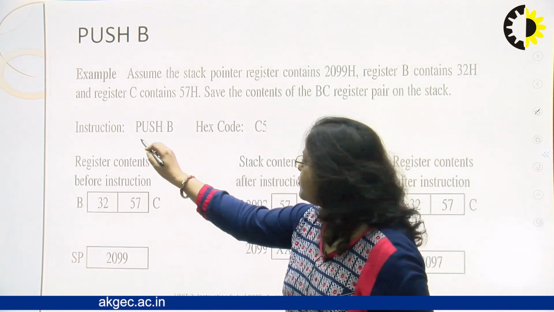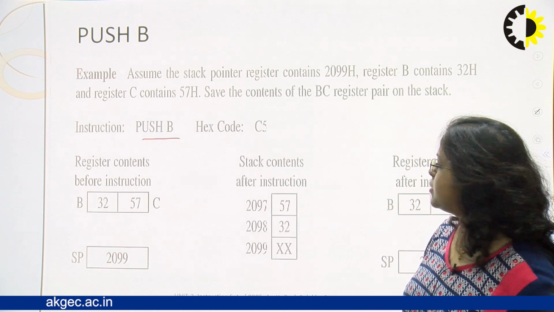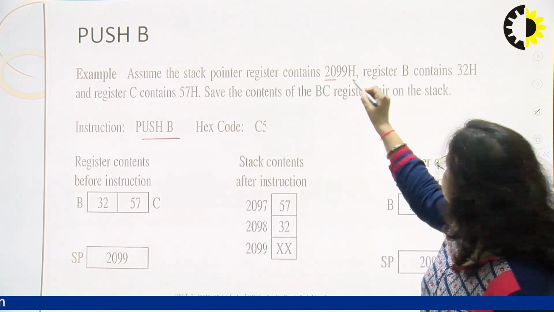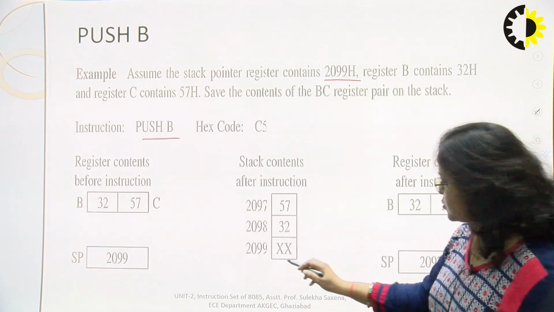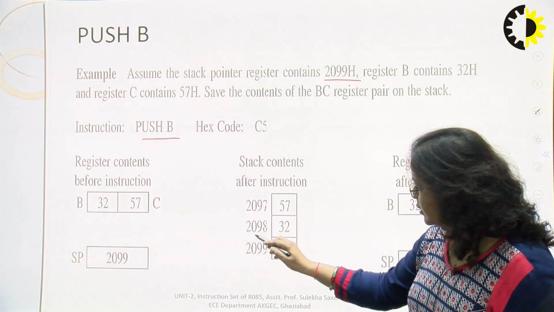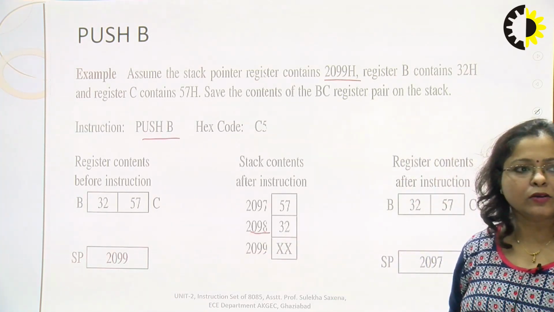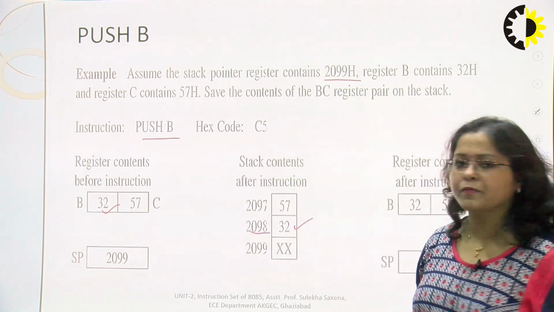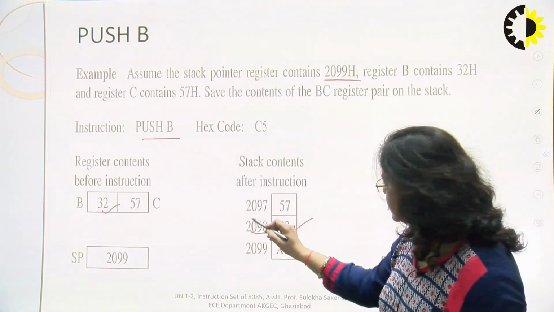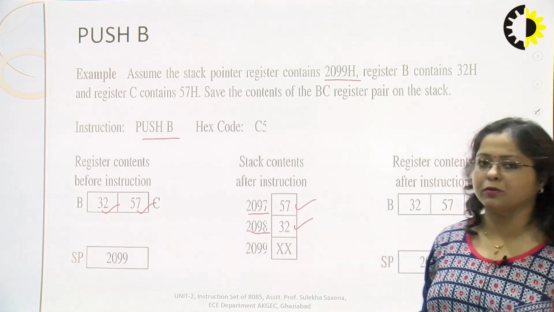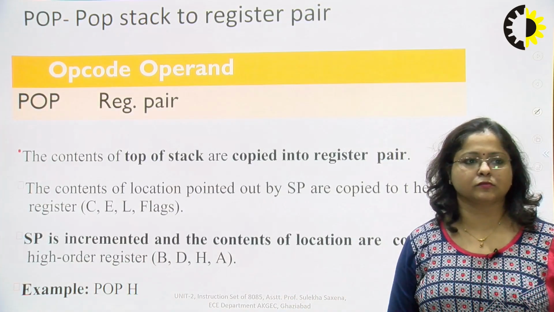Let us use push B, and the content of the stack pointer is 2099. So 2099 is the filled location. We have to first reduce it, that is 2098, and copy the higher byte, that is 32, to this location. Then again minus 1, 2097, and copy the lower byte, that is 57, to this particular location.